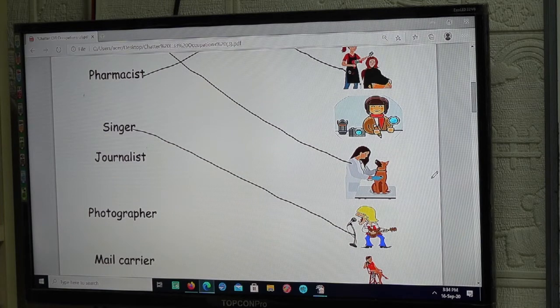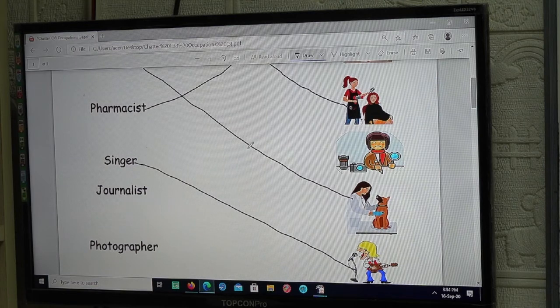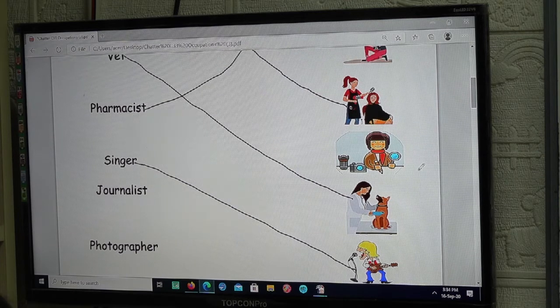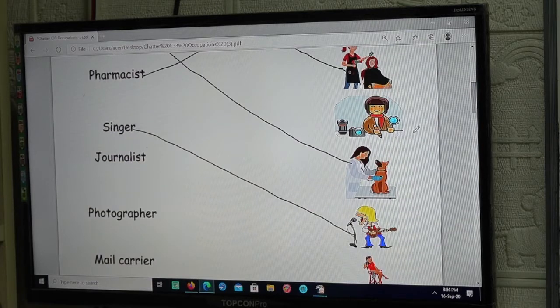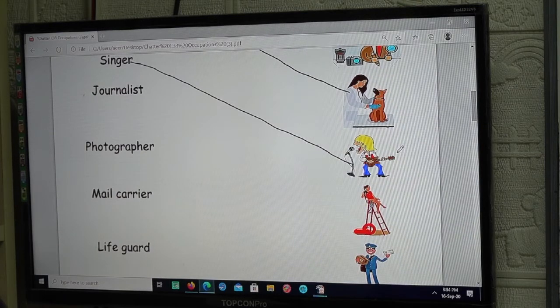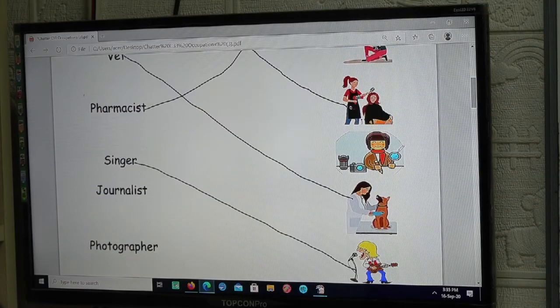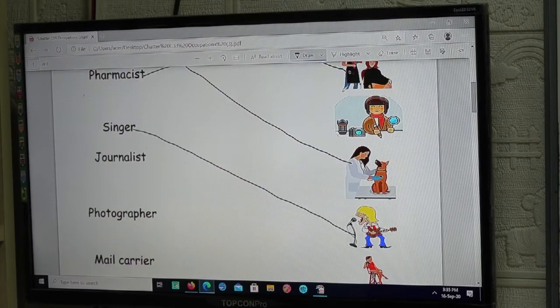The next one is journalist. Journalist. That's a hard one, right? Remember what is a journalist? This person works for newspapers and magazines to collect information. So is there anybody that is collecting information? Yes, here she is. Journalist.